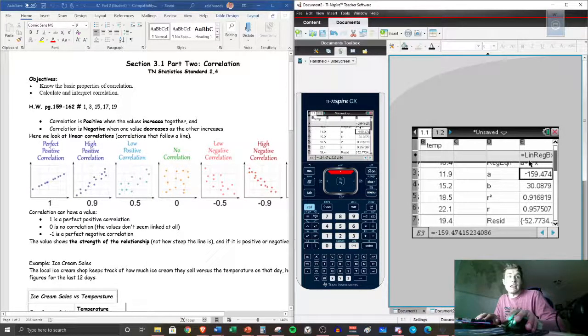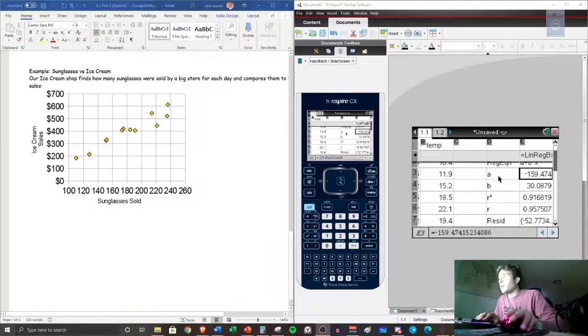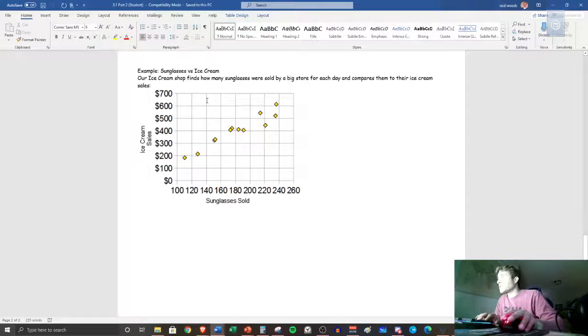So we've got that, again, sort of a review there. So I have an example here that I want to talk about. Look at this one. It says sunglasses versus ice cream, okay? So our ice cream shop finds how many sunglasses were sold by a big store each day and compares to their ice cream sales. And look at this, we have a nice positive linear trend. I would say this would be a very high correlation coefficient as well, that R value would be close to 1.